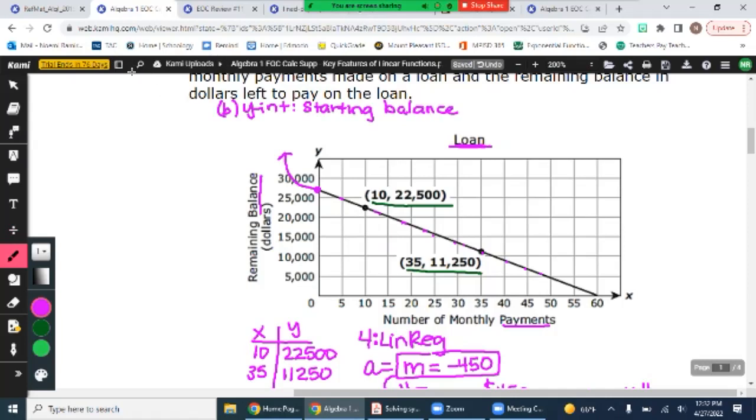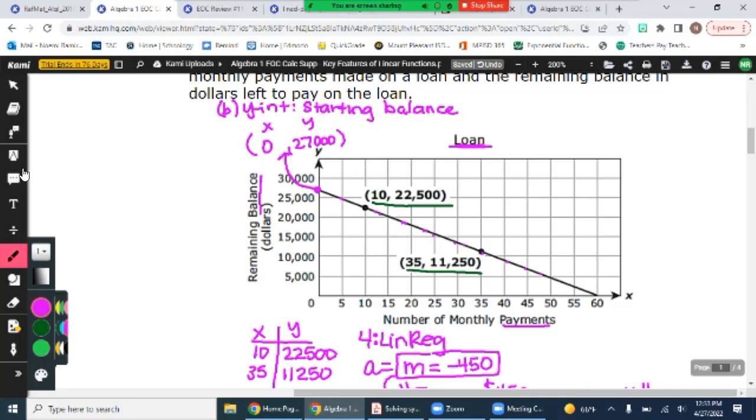What is that starting balance? 27,000. Okay, now that 27,000, is that my Y value? Is that my X value? It's my Y value, $27,000. Now I can guesstimate by looking at the graph, but using stat edit, I know for sure it's 27,000. What's my X value here? 0. So at any y-intercept, your x value is going to be 0, or your y value is going to be some type of number.